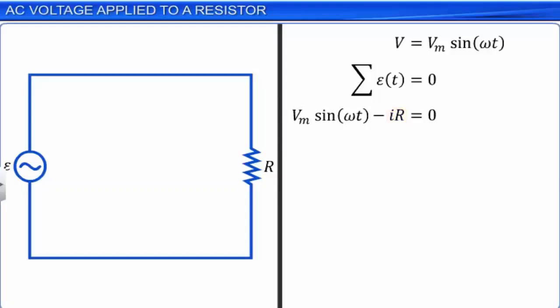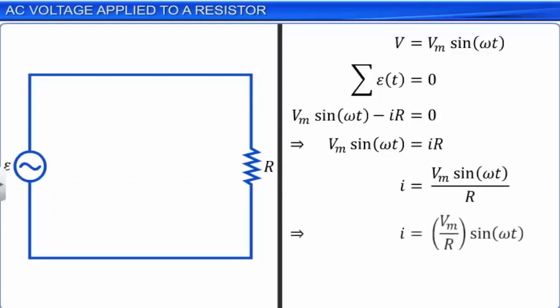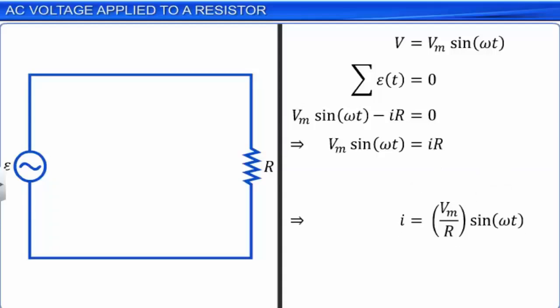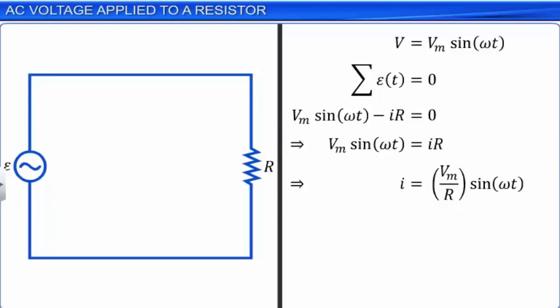Solving this equation, we get the expression for current as I = Vm/R × sin ωt. As the magnitude of the resistance of the resistor R is a constant, the equation is simplified to I = Im sin ωt. Here, Im is the amplitude of the current denoted by the fraction Vm/R.